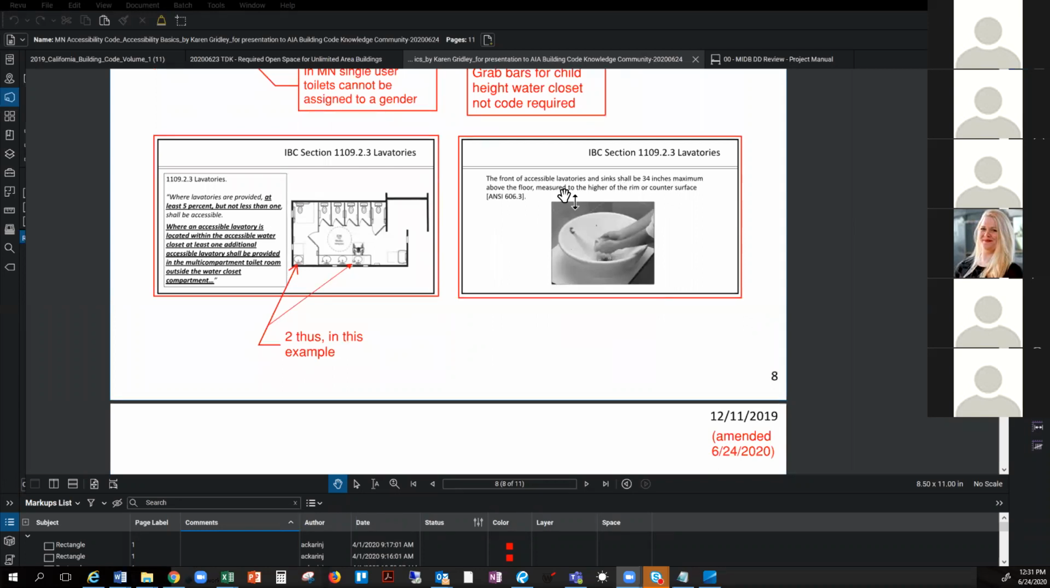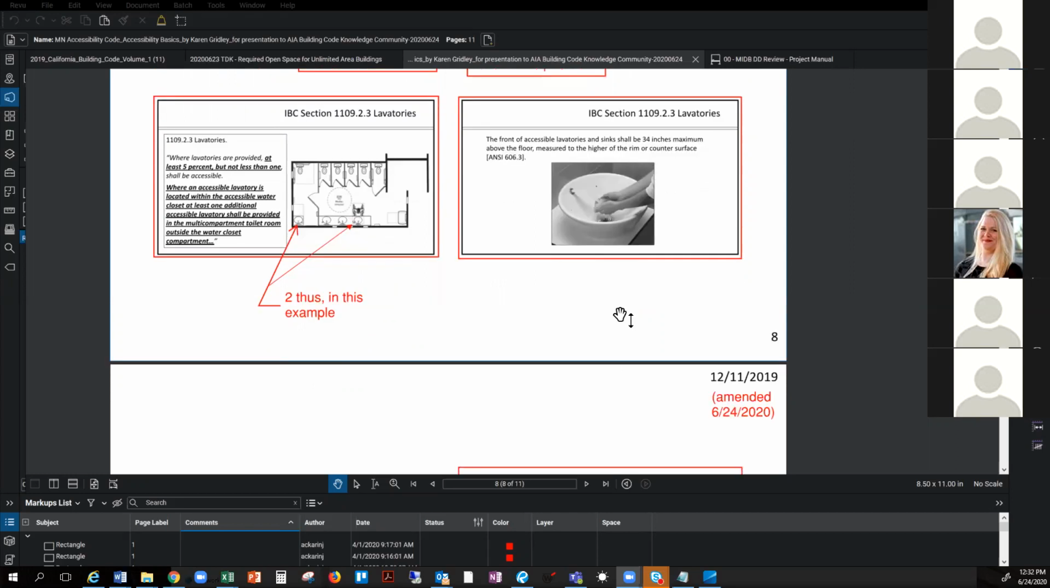And yep, if you're getting into the alternative sink design, you still have to meet those provisions for the height, the 34-inch height.